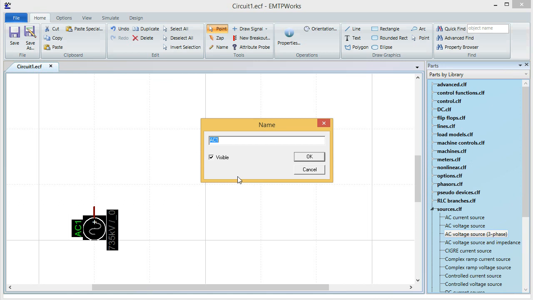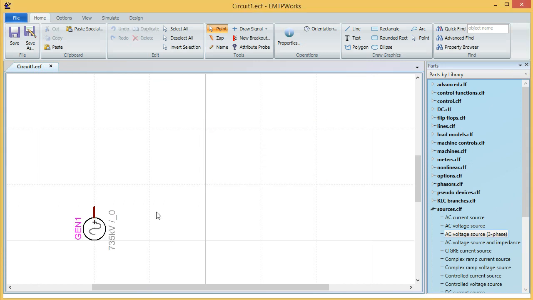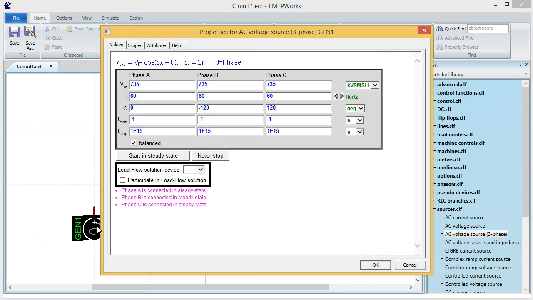So I'm going to name this generator 1, and here I'm going to indicate all values in per unit, so that I won't have to deal with per units at the end of my simulation. Therefore, I'm just going to enter all values in per unit. However, if you like, you can enter the real values for your parameters over here.